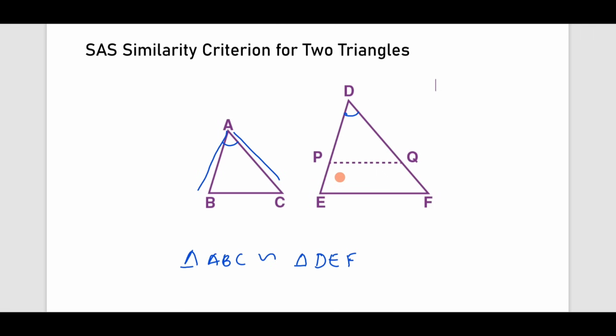Hopefully you have understood. Students, you should understand these four concepts to solve 2 mark or 3 mark questions in the examination. So try to learn this proof. Definitely it will be 4 marks.